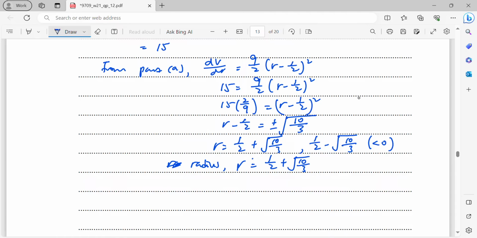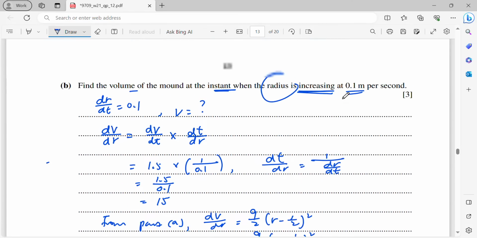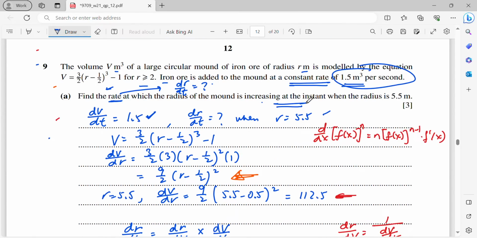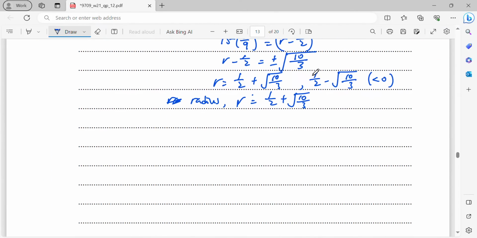Okay, so with this r we can find the volume because the question is asking for volume. Now your volume can be found by using the given expression. This is your volume. So now I will write volume is 3 over 2 times r minus half cubed minus 1. So when r equals to half plus square root of 10 over 3, the v is just to replace everything.